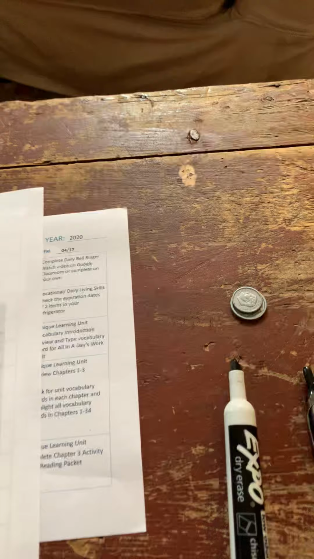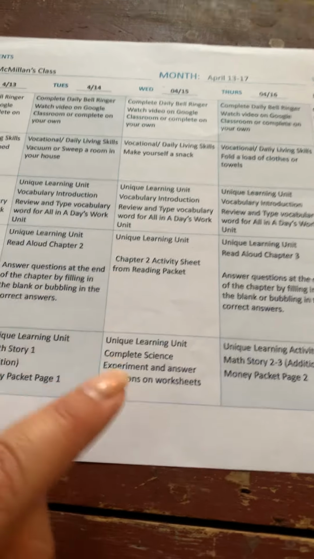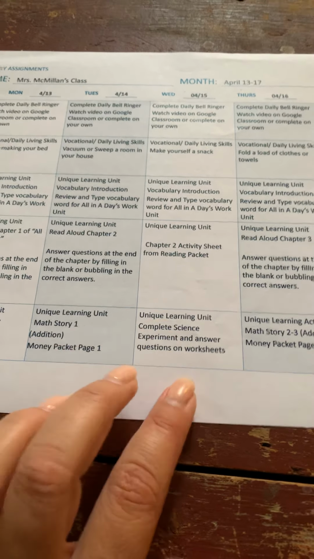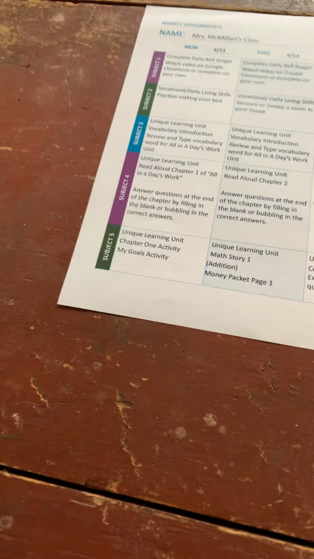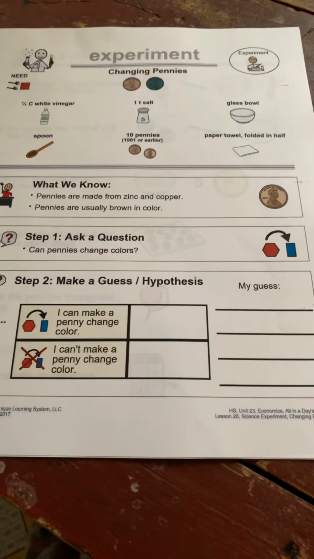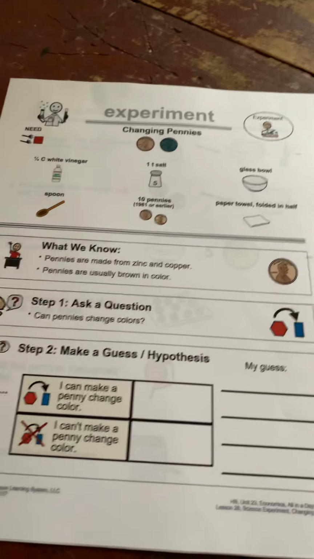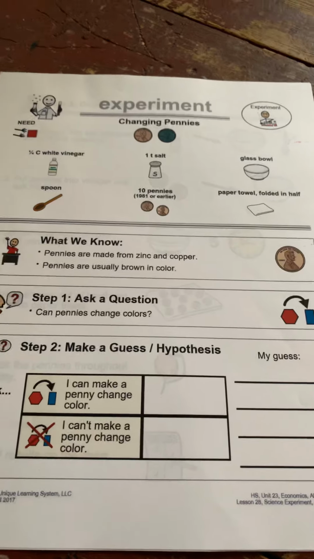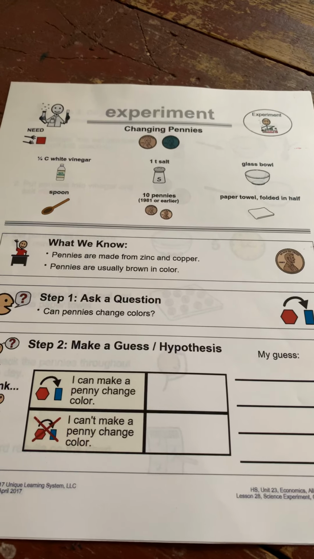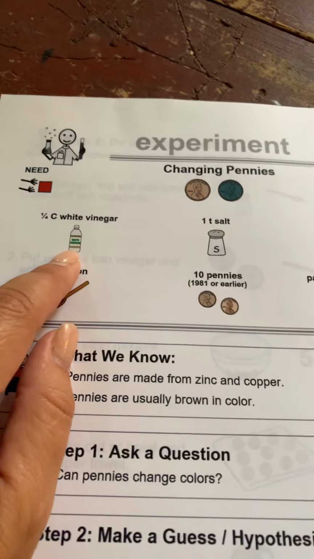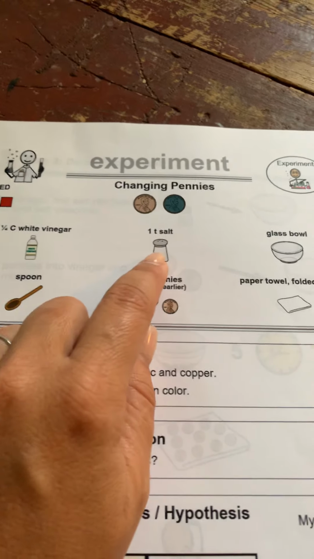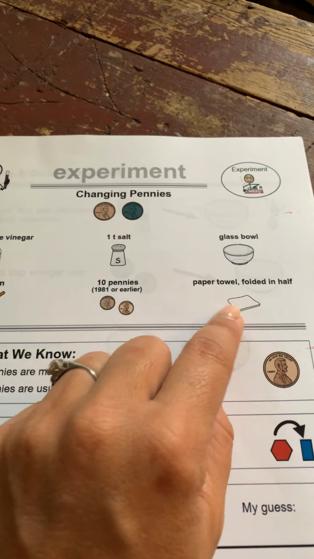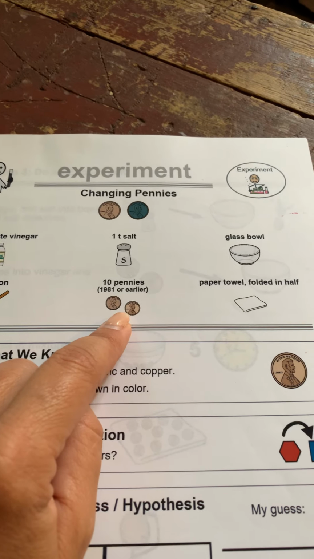All right, also today for your unique learning, that's the Chapter 2 activity. Then you're going to complete your science experiment. And this science experiment might take you a couple of days. So you might not have these things at your house. So I'm going to try to get these things together, and I'll make a video of the science experiment, and we can do it together on YouTube, or you can try to do it at your house. But you're going to need white vinegar. So ask your parents if they have that. Salt, a glass bowl, paper towels, at least 10 pennies.